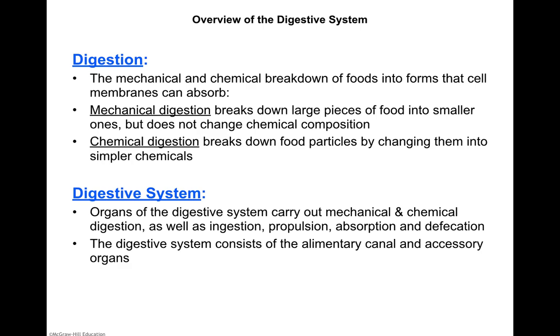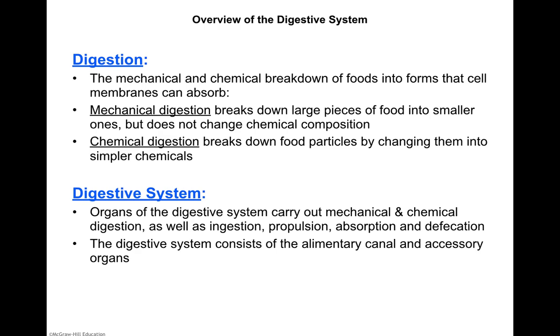In addition to digestion, we also need ingestion. You can't break it down if you don't eat it. Propulsion: you have to move that material through the digestive system. Absorption: if you break it down but don't get it across the cell walls into the body, it will never be in the internal environment. And then the whole process is going to bring in things that we cannot digest or don't need to digest, and we will get rid of that material in the process of defecation.